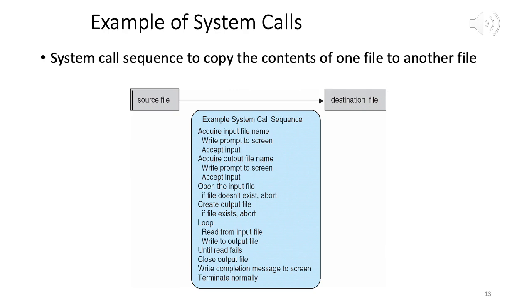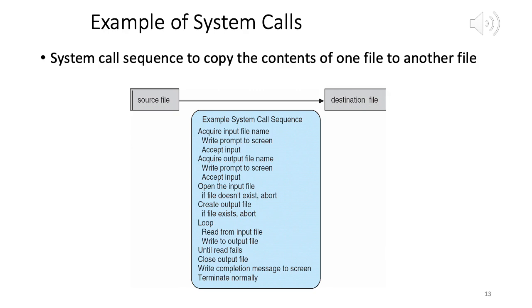Open the input file. It may happen that the input file does not exist, and then the program aborts. If the input file exists, create the output file. If the file exists, abort. So let's say the assumption is that the output file is not there. You create it and then you copy to it.